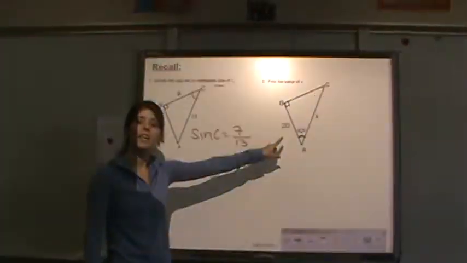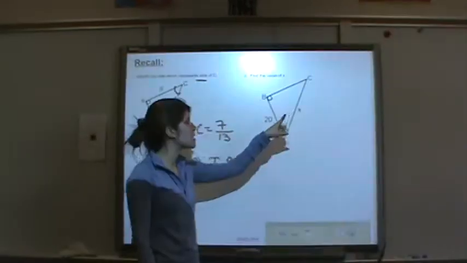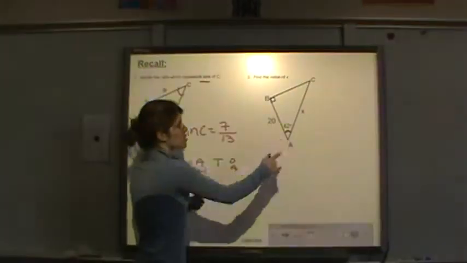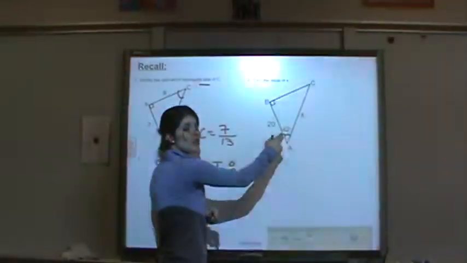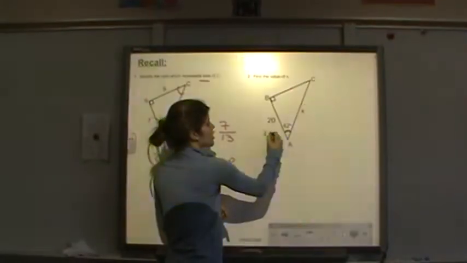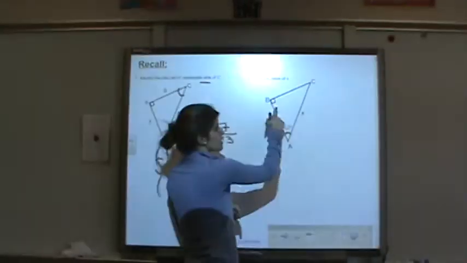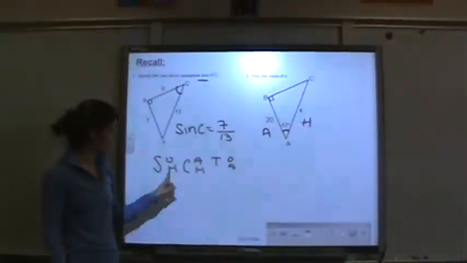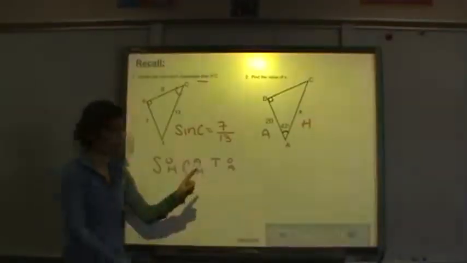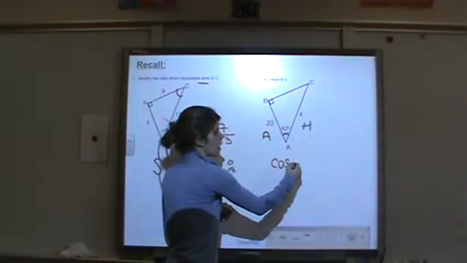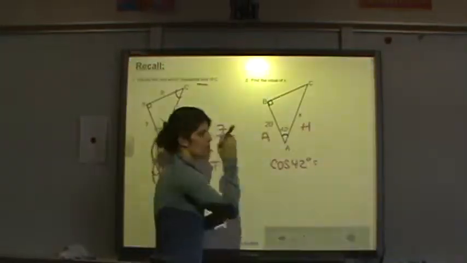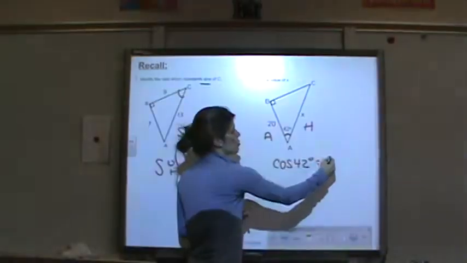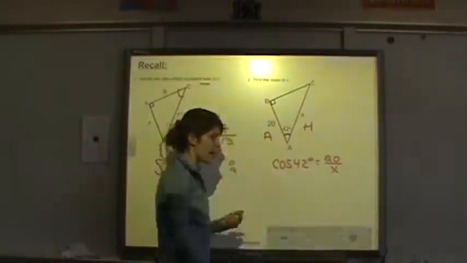Come over here then, we want to find the length of a missing side, x. So let's label our sides. If we're referring to this angle, this side is the adjacent side. This side is across from our right angle, so this will be our hypotenuse. So according to SOH CAH TOA, we're going to use cosine. So cosine of our angle, 42 degrees, equals the adjacent side, 20, over the hypotenuse of x.